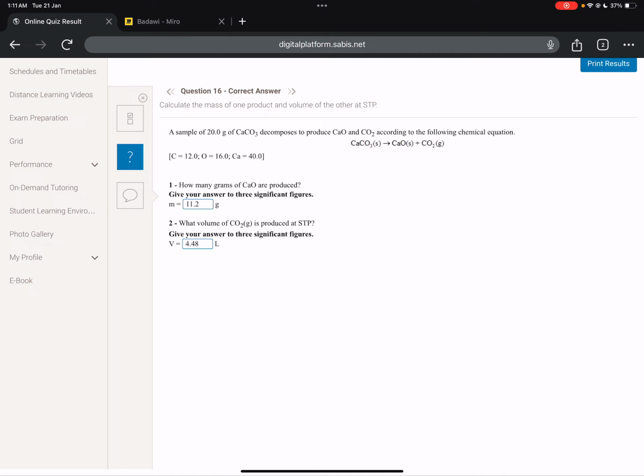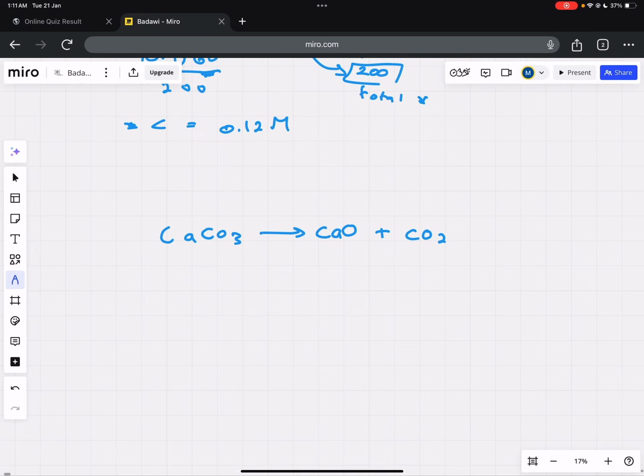How many grams of CO2 are produced? Give your answer to three significant figures. So the first one is straightforward. We have 20 grams of CaCO3, which is calcium carbonate. So we have 20 grams. I want to check. 1 second.